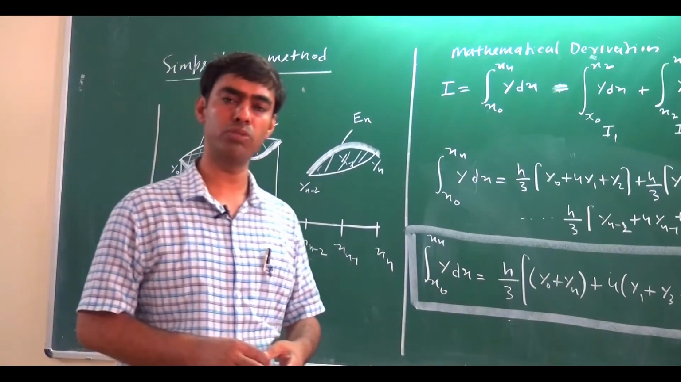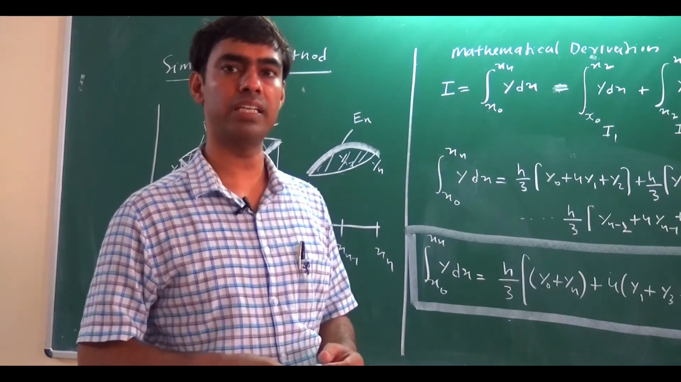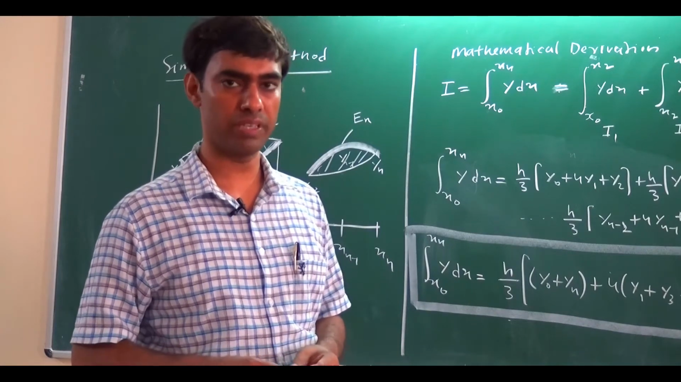In the trapezoidal rule, this one is a multiple of 1. In Simpson's 1/3 rule, this one is a multiple of 2. And similarly, in Simpson's 3/8 rule, this one is a multiple of 3.